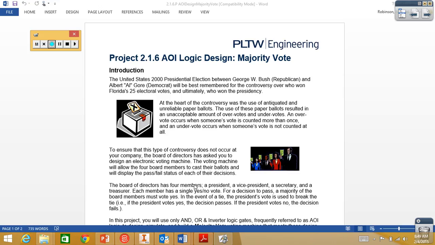So we have a president, vice president, secretary, and treasurer. Each member's vote counts as a single vote of yes or no. For a decision to pass, the majority of the board members has to vote yes. In the event there's a tie, the president's vote is used to break the tie. If the president votes yes and there's a tie, the decision passes. If the president votes no and there's a tie, the decision fails.